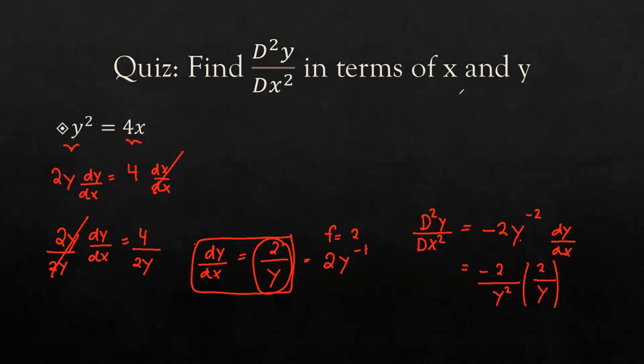Okay, so your final answer is going to be d squared y over dx squared equals -4 over y cubed. That is your final answer.